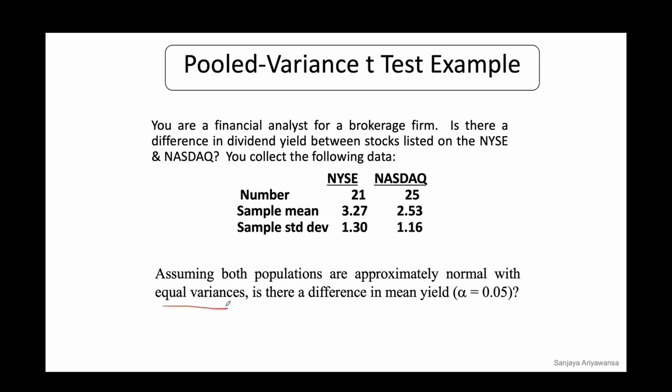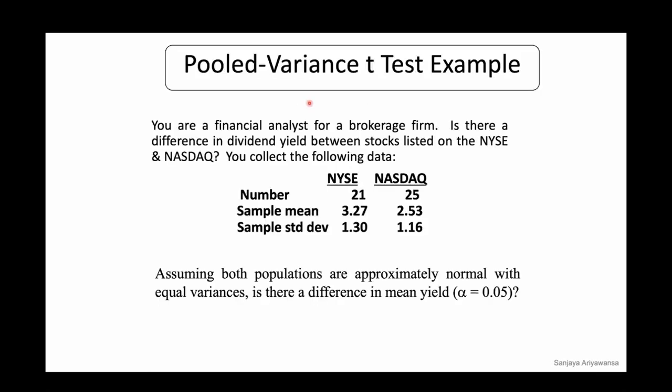Now, okay, that's important information. That is how you determine, look, there are two samples. So we are doing a hypothesis test for two samples. And they are asking, is there a difference in mean yield? So we are talking about the population parameter of mean. Two samples, population parameter mean, equal variances. So we are going to use the pooled variance t-test. That's what should go through your mind when you're looking at the question.